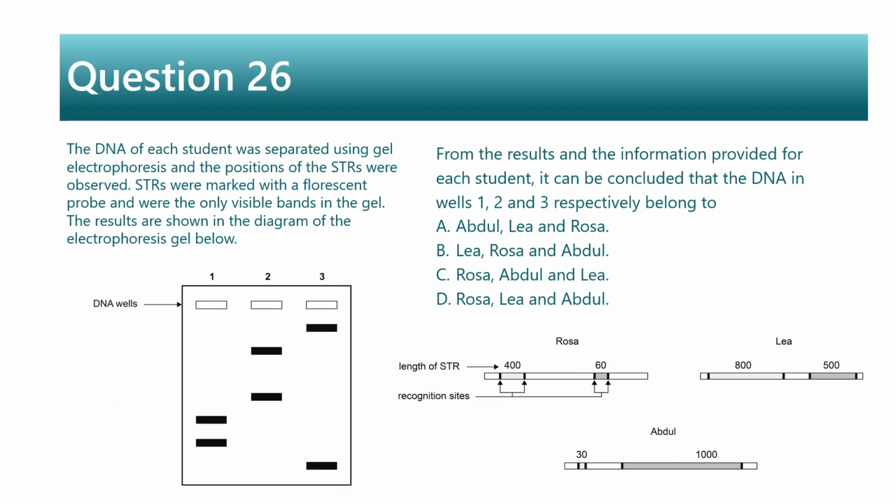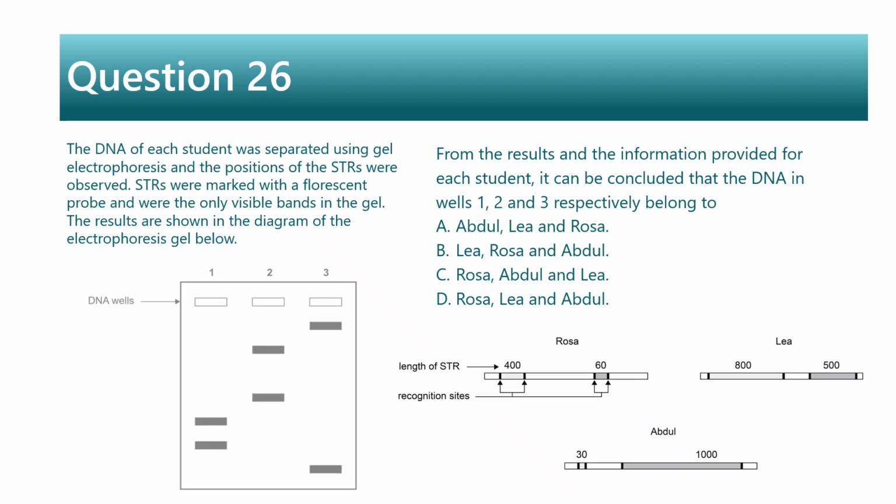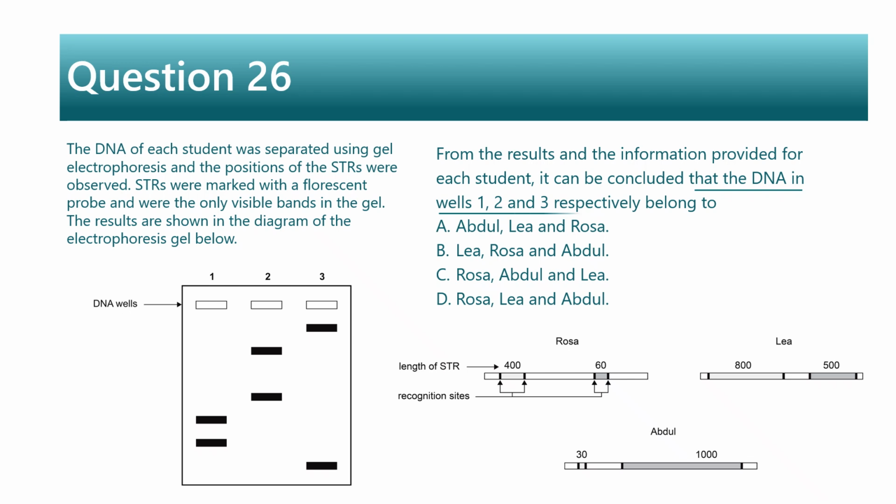We are given the STR fragment lengths for 3 students, Rosa, Li, and Abdul, and we need to determine which lane on the gel belongs to whom. The core logic here is incredibly simple. Smaller DNA fragments move faster and travel further through the gel. By sorting the fragments from largest to smallest, we can map them to the wells instantly.